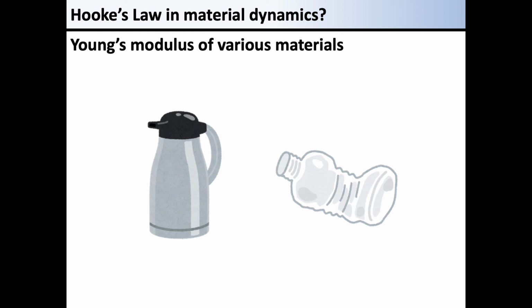Mild steel and cast iron have a Young's modulus of roughly 200 gigapascal. Keep just these points in your mind.